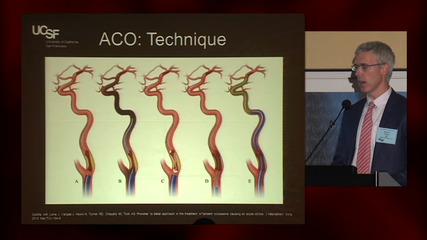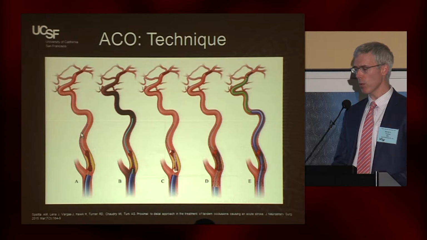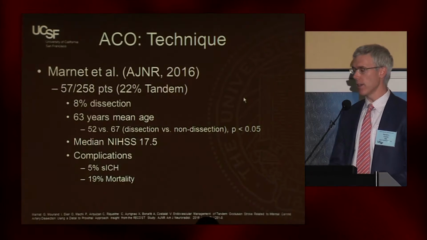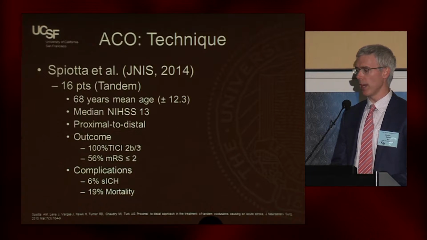So this is a nice small case series looking at the proximal to distal approach. The idea is that you cross the lesion initially with your microcatheter, then you do runs to define the intracranial component as well as the proximal component. You then address the cervical lesion by angioplasty and stenting, and then you go up and have full access to the intracranial component.